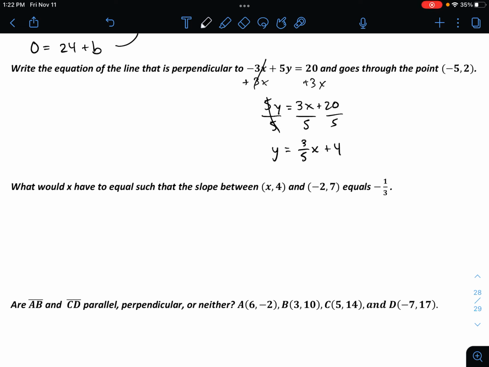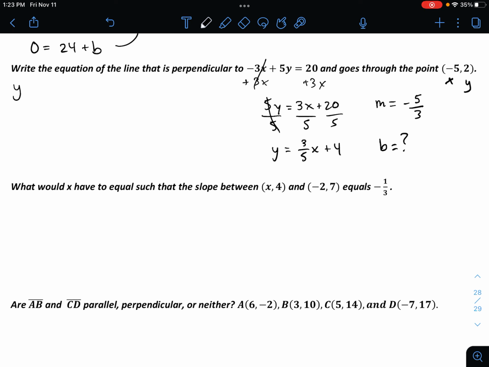It's the same line. So what I want to do now is think of the equation of a line that is perpendicular to this. All right, so perpendicular means that my slope is the opposite reciprocal. So if I take 3/5, I'm going to make it negative 5/3. And I'm looking for the y-intercept. We don't know what the y-intercept is just yet, but I do have a point that it goes through, right? We know it goes through negative 5, 2. So negative 5 is an x value, and 2 is a y value.